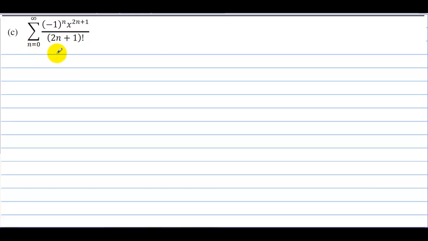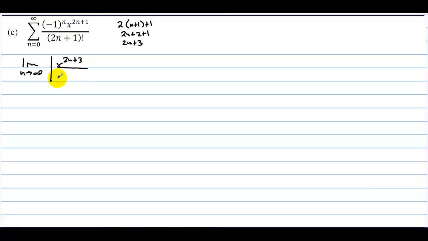Let's look at letter C. Letter C has quite a bit more going on here. We have the limit as n approaches infinity of the absolute value of, well, what happens when we plug in n plus 1 in here? We have 2 times n plus 1 and then plus 1. That's 2n plus 2 plus 1. So that becomes 2n plus 3. We have x to the 2n plus 3.